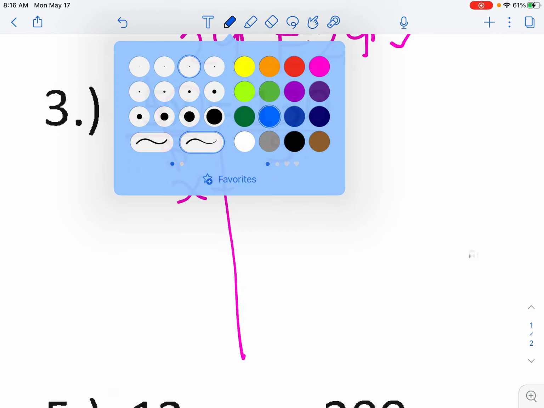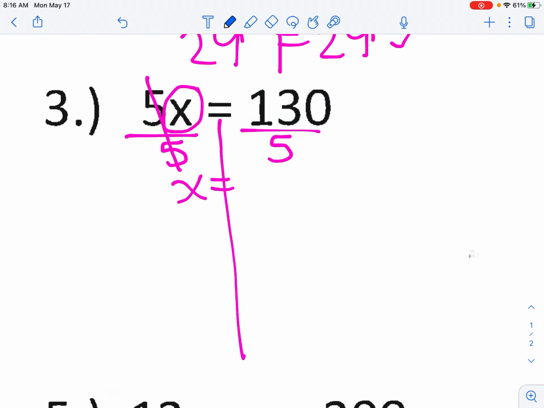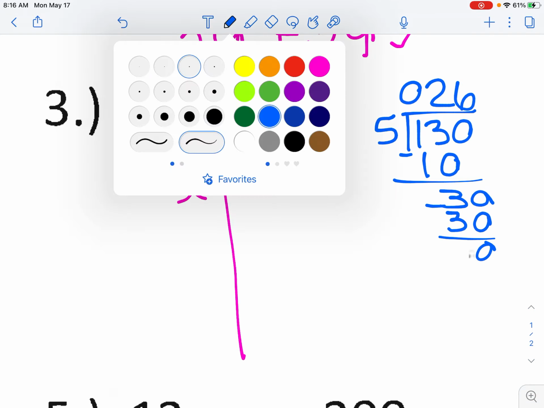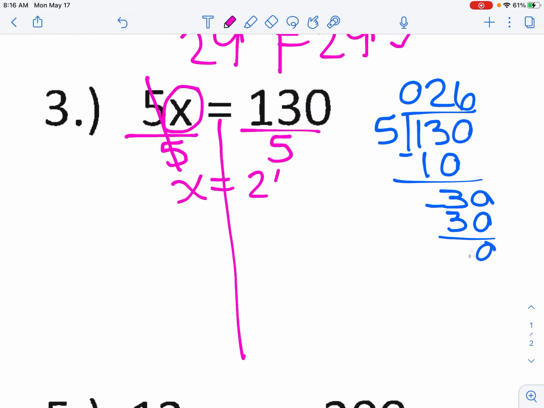Remember that rule about if you have a 3-digit number, you have to show your work out to the side. So I'm going to slide over here and show 130 divided by 5. And that is 26. So x equals 26, and then you put a box around your answer.